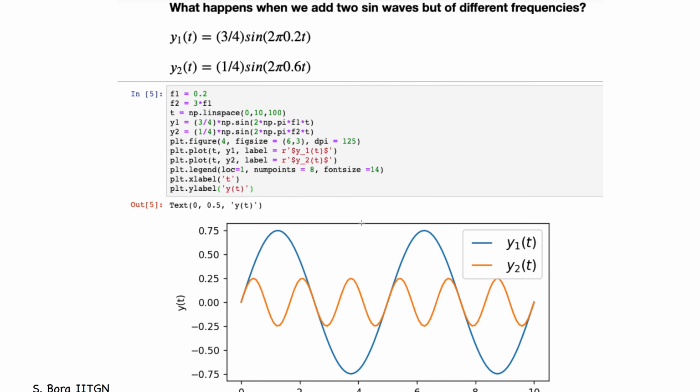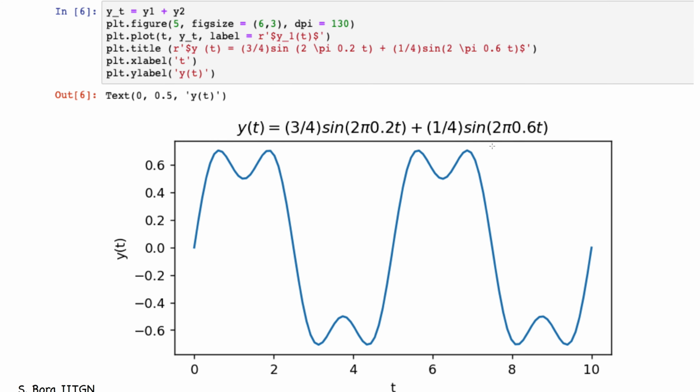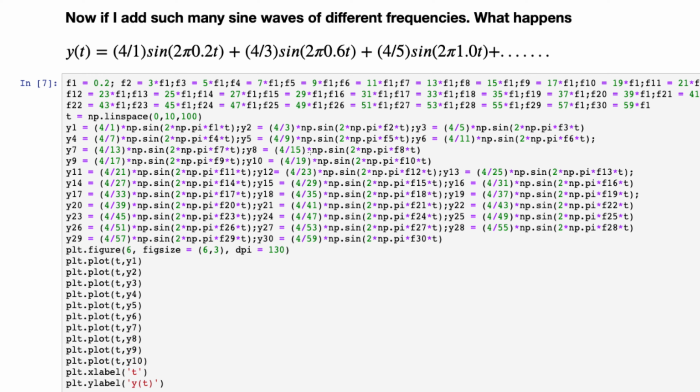Now in this case, I change the frequencies of the two sine waves. One is y1(t), the blue one, and the other is the orange one. The blue one is the low frequency one and the orange one is the high frequency one. If I sum these two sine waves of different frequencies, that is how the summed function looks.